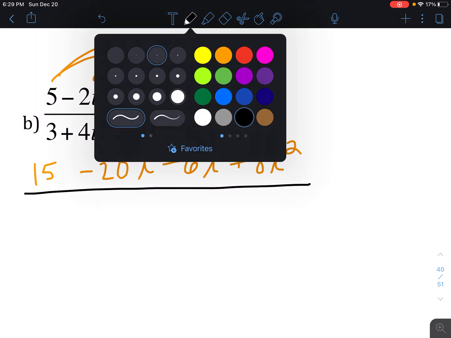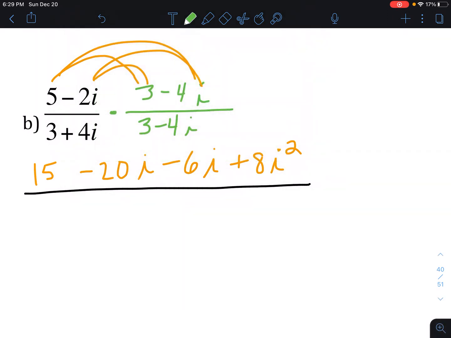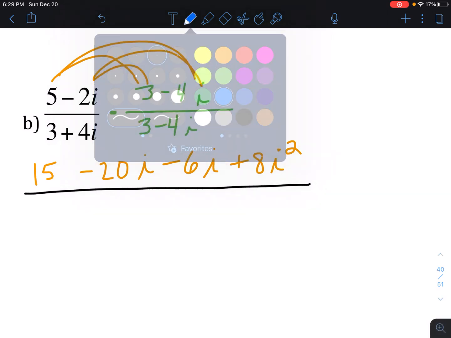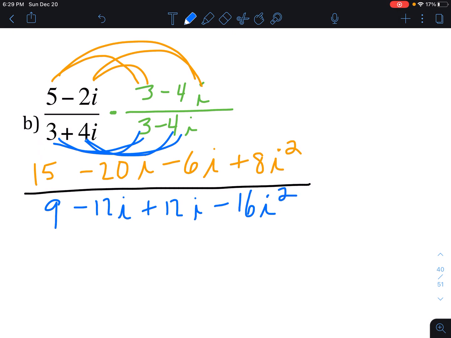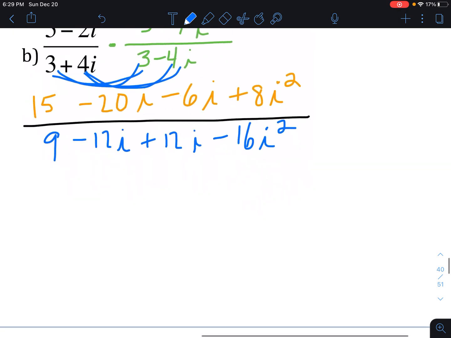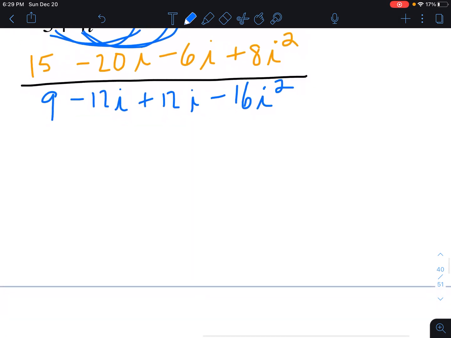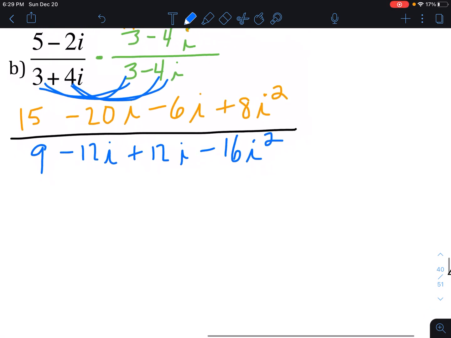Now let's FOIL the denominators. First, outsides, insides, and last, minus 16i squared. Now we're done foiling, so we're going to try to clean up and combine like terms.